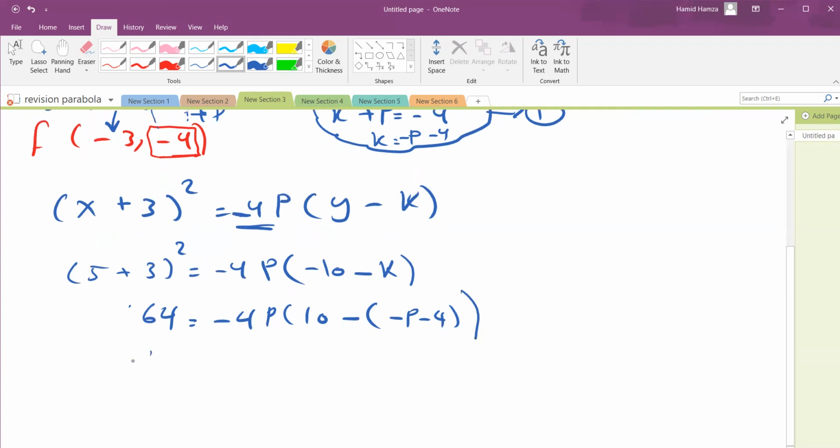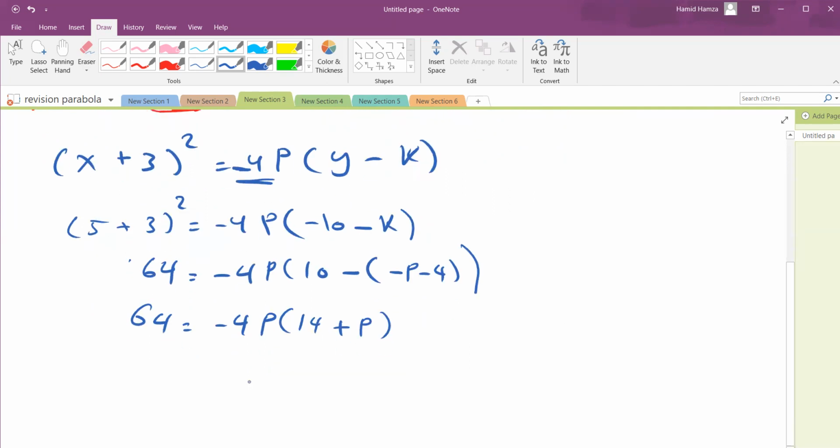Okay, so it will be 64 equals -4p times (10 plus 4, which is 14, plus p). Expand the bracket, so it will be -4p times 14, which is -56p, then -4p squared. Now we have a quadratic equation.